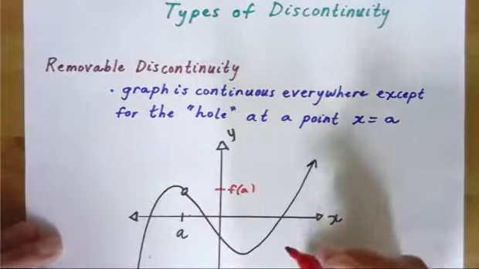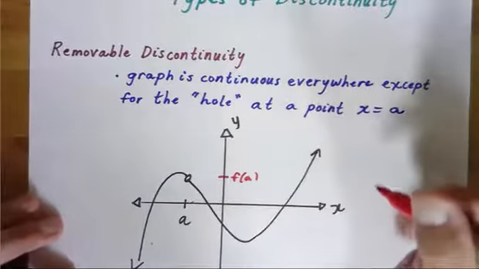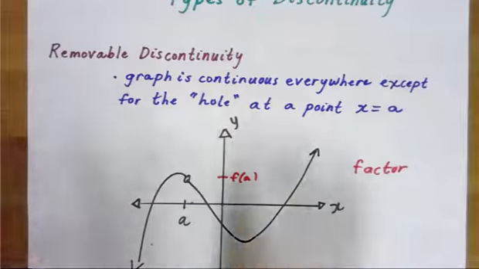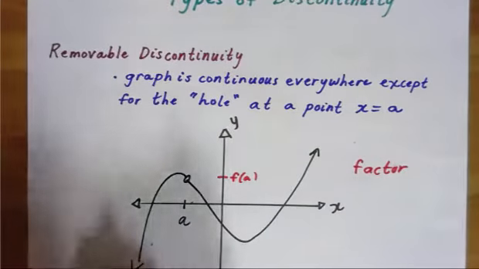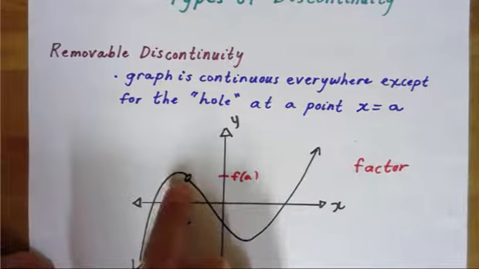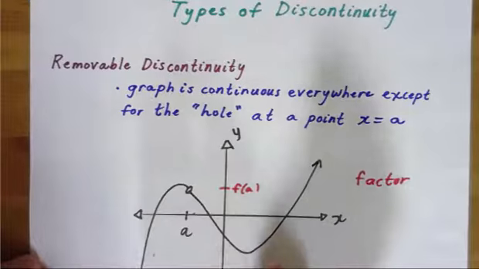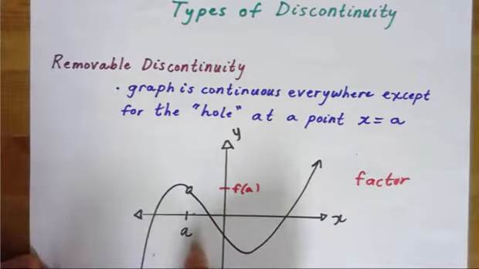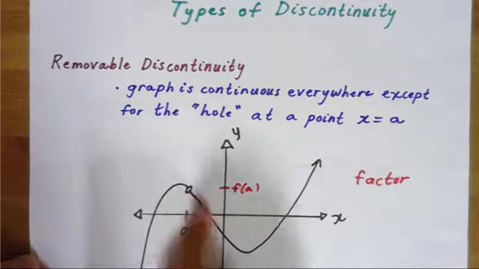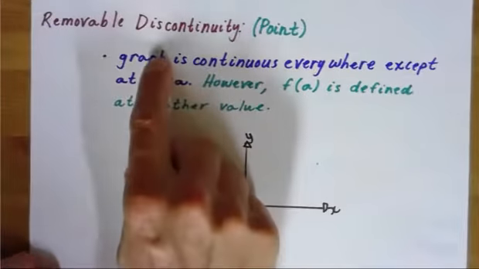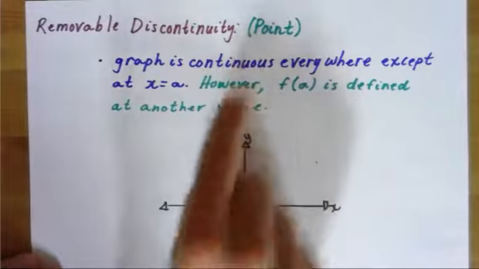There's a hole there. This type of discontinuity usually happens when you factor. When we start factoring and taking out discontinuities, you'll see this type of graph. So that means there's a hole. This is what we call removable, because essentially, instead of having an asymptote here, you remove the discontinuity. So that's one type. The other one that looks so familiar to this is point discontinuity.